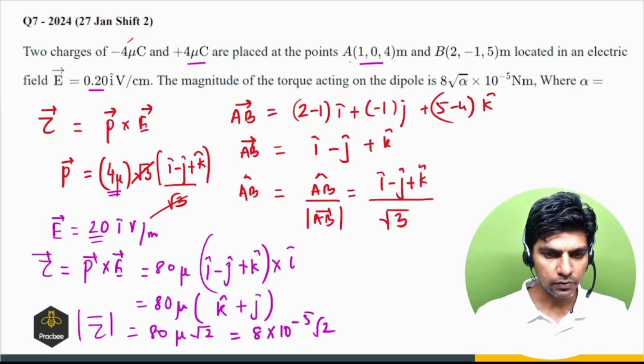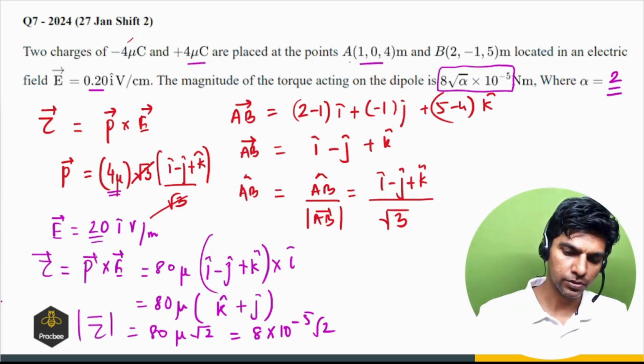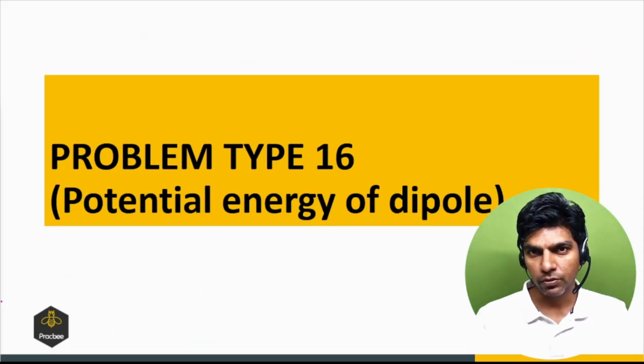So if we compare our final result with the given expression, alpha comes out to be 2, right? So 2 is the answer of this question. Right, so now let us see the next problem type, which is based on the potential energy of a dipole in external uniform electric field.